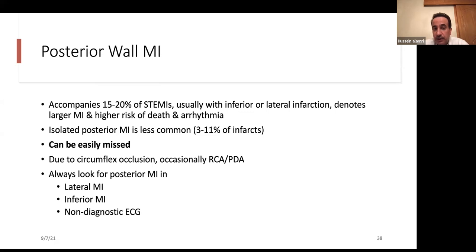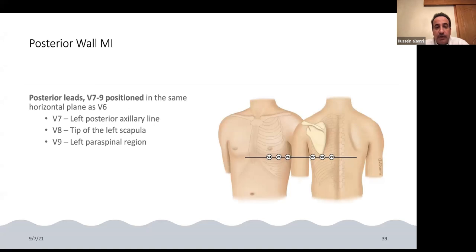Usually it's due to circumflex occlusion. However, occasionally the posterior wall is supplied by the RCA or the posterior descending artery. So always look for posterior STEMI in lateral MI, inferior MI, and non-diagnostic ECG. And if you remember the examples we showed, the lateral MI and the inferior MI, there was some ST depression in V1, V2, indicating that there is a posterior extension. The leads are a mirror image of V4, V5, V6, but they are at the back, usually at the left axillary line, tip of the scapula, and the paraspinal line also.